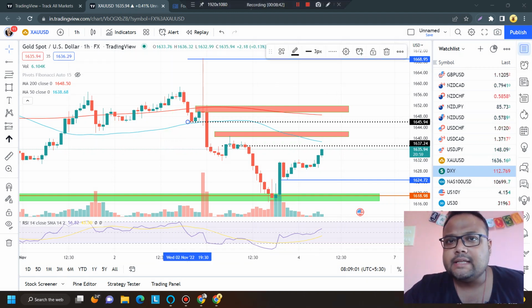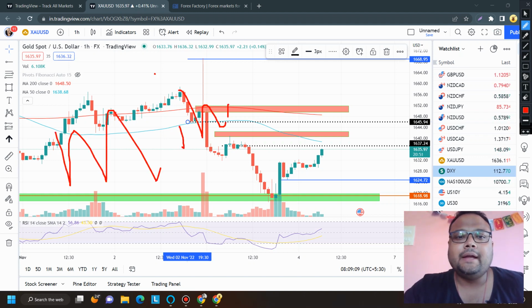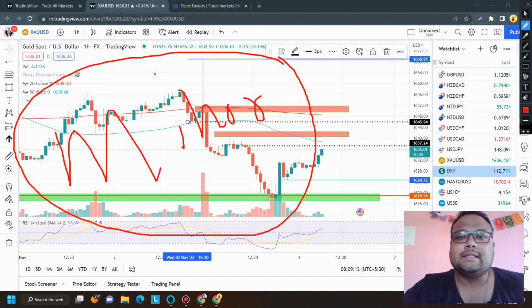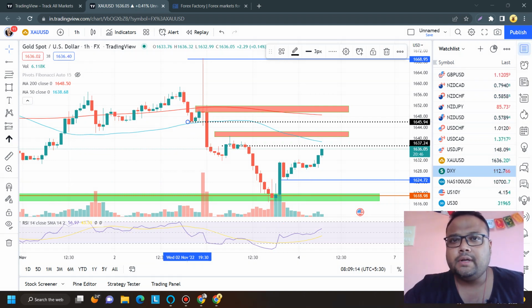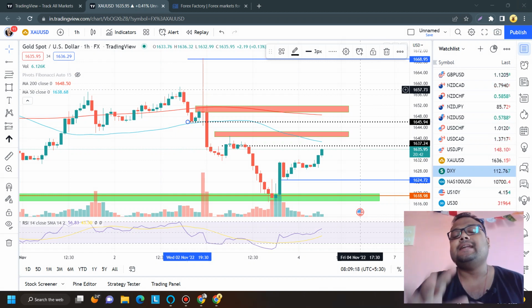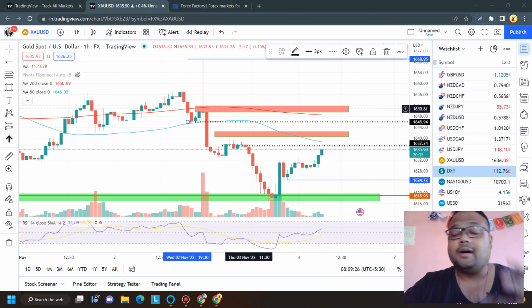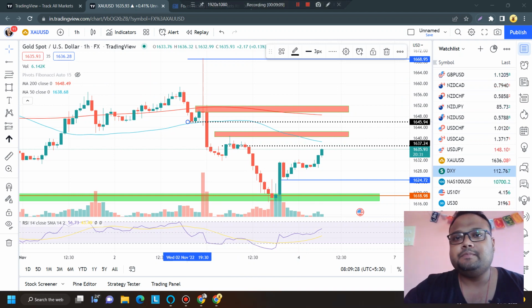Then we have many resistances on the chart. For example, we have 1645, 1637, 1640, but all these are minor resistances. Keep in mind, these are minor resistances. These are not trustworthy, especially if you're a beginner, new trader. You should avoid trading on these levels. And if you do not have much capital right now, you are in a very tight position, then also you should avoid trading on levels like this.